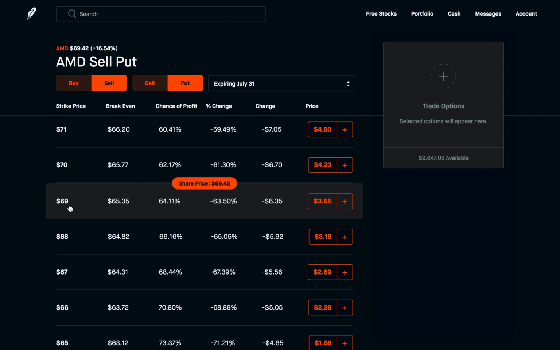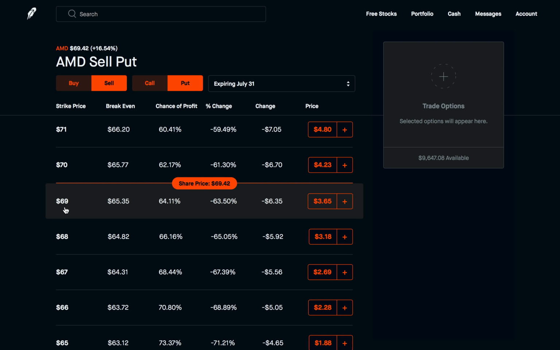And so let's take a look at this contract right here and explain briefly what this means. So remember, if I wanted to sell this put right here, okay, our strike price here is, as you can see, $69. Okay, so what does that mean? This means that if AMD, before the end of the day on July 31st, the end of the market day, falls below $69, then I'm going to be forced to buy 100 shares of AMD at $69 a share.